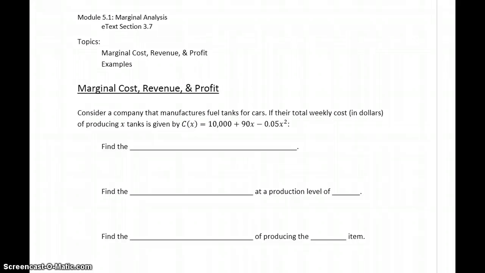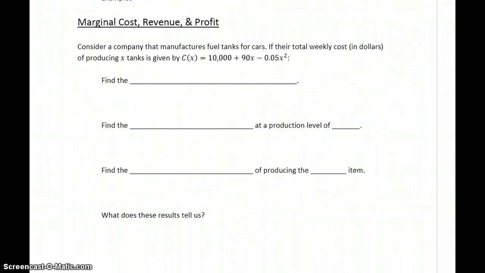Consider a company that manufactures fuel tanks for cars, and we're given a cost function that tells us their weekly cost in dollars for producing x number of tanks. So the first thing that we want to do is find the marginal cost function. The marginal cost function is as simple as just finding the derivative of our cost function. So we'll take this term by term. The derivative of 10,000, since that's a constant, will just be 0.